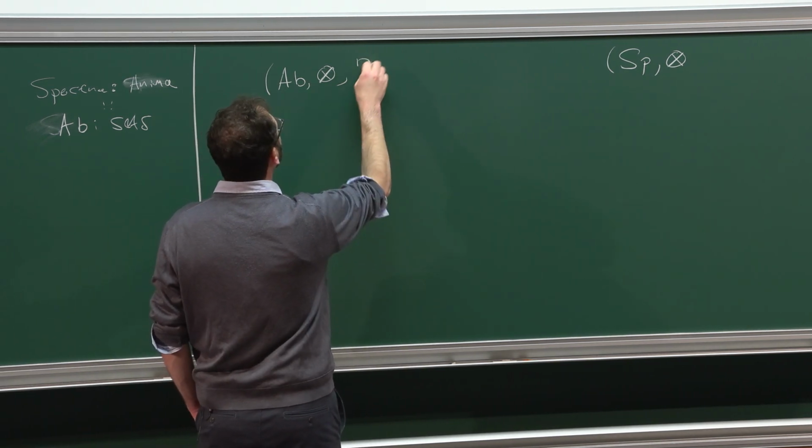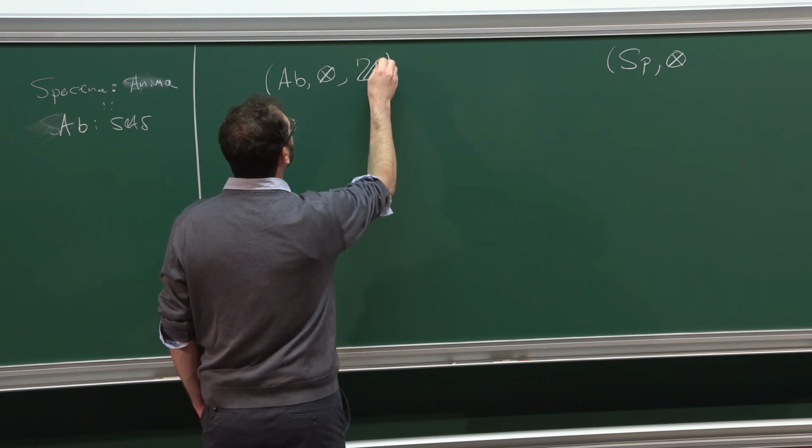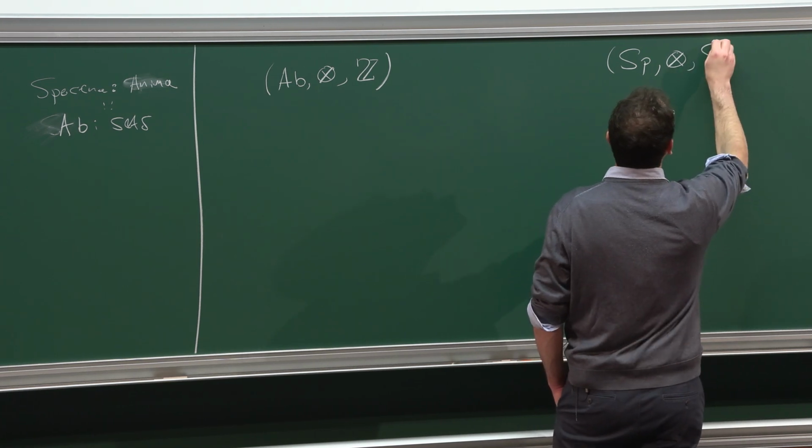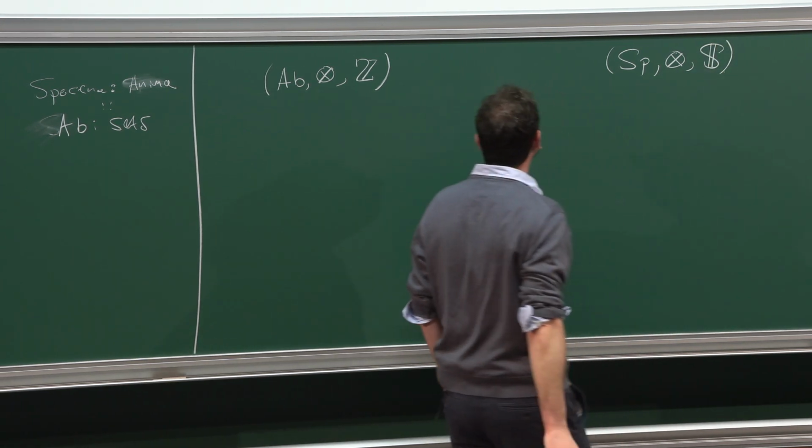This tensor product admits a unit, which is the integers. And there's also a unit here, which is known as the sphere spectrum.